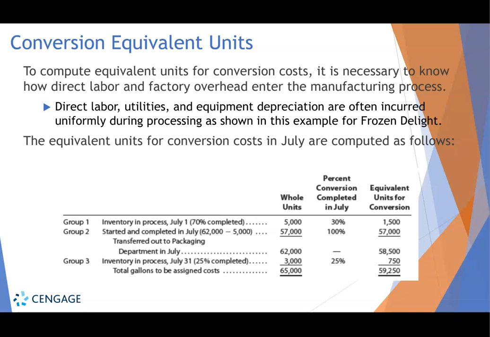The whole units for the three groups of units determined in step 1 are shown in the first column. The percent of conversion cost added in July is then listed. The equivalent units are determined by multiplying the whole units by the percent of the conversion costs added.